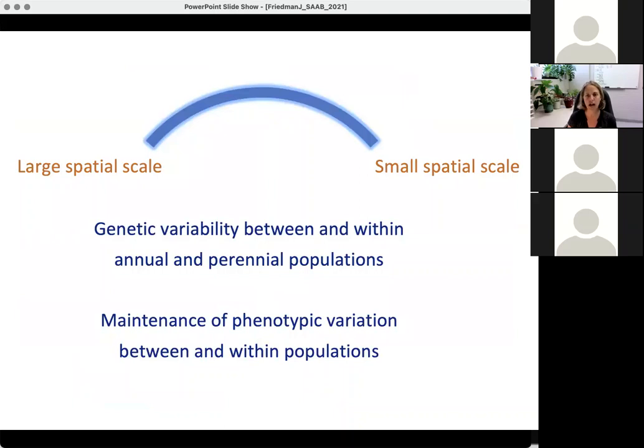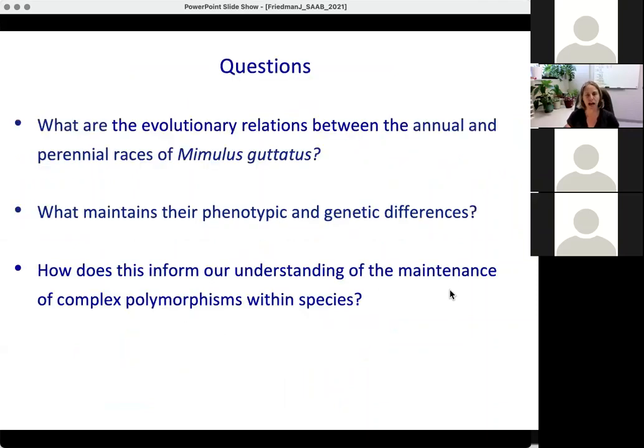Okay, so we're going to start thinking big about large-scale genetic variation between the annual and perennial ecotypes. And then I'll focus in more to think about the maintenance of phenotypic variation within and between populations. So range-wide, and then at small scale, what's going on with variation. So the core questions that I'm going to address in my talk today fall under these topics. First one being, what are the evolutionary relations between the annual and perennial races of Mimulus guttatus? What maintains their phenotypic and genetic differences? And how does this inform our understanding of the maintenance of complex polymorphisms within species?